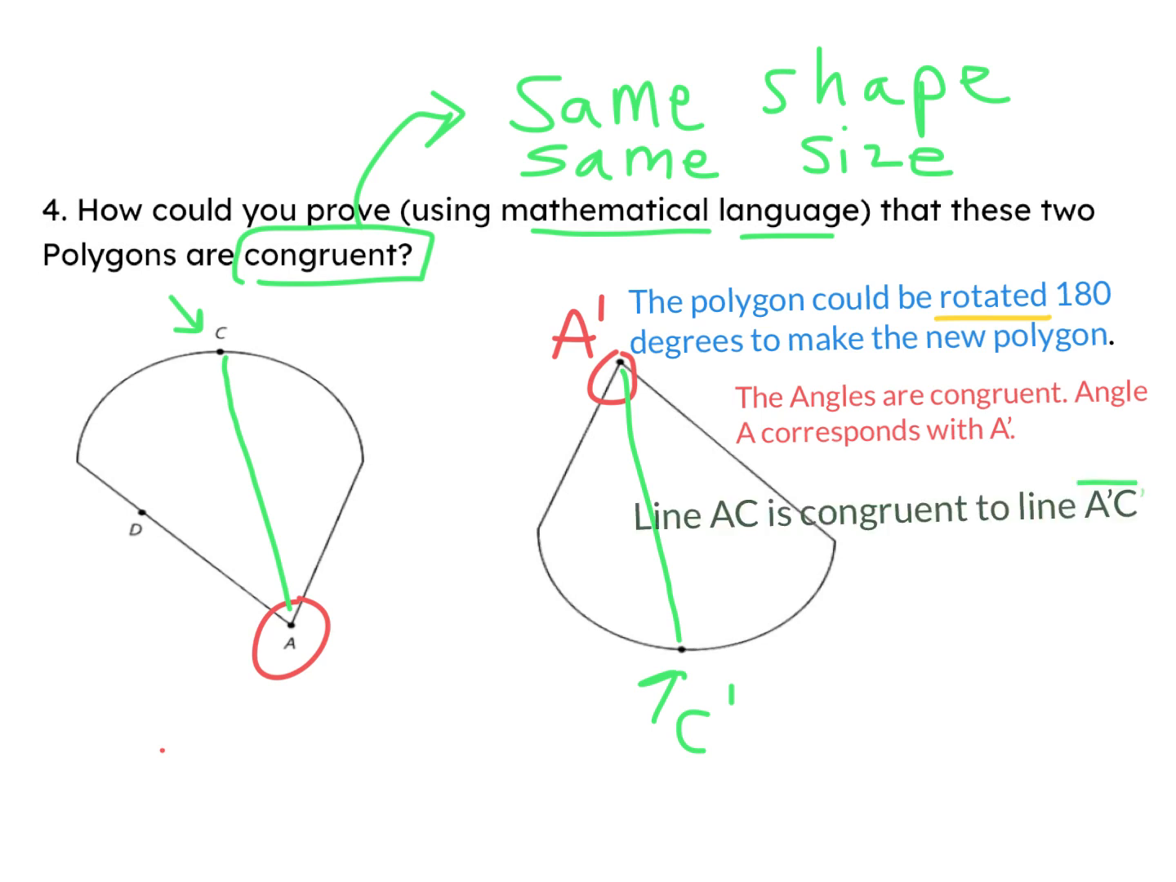So that's the final thing to note, that line AC would be congruent to line A prime C prime. So the rotations prove it, and the angle correspondence and the line segment.